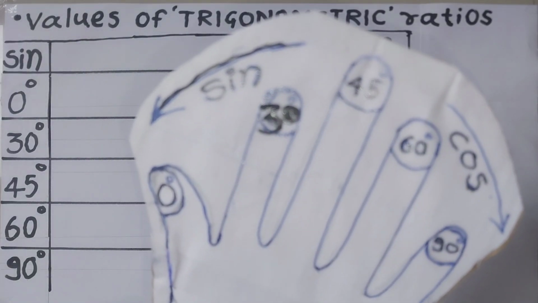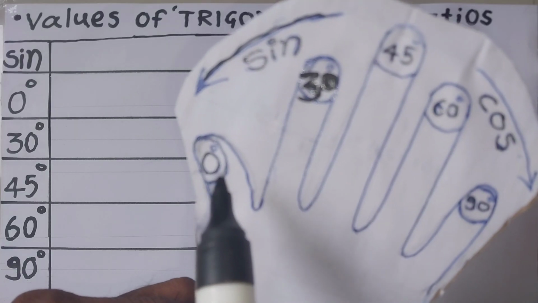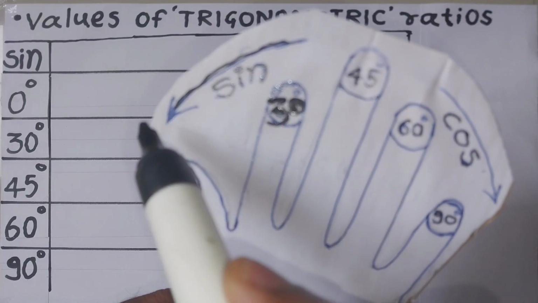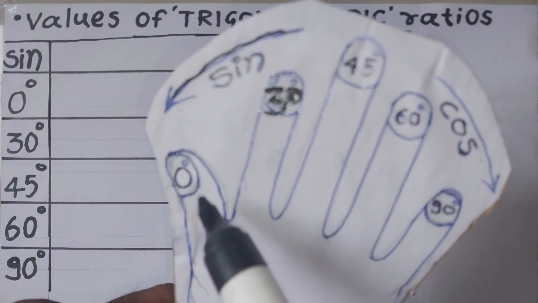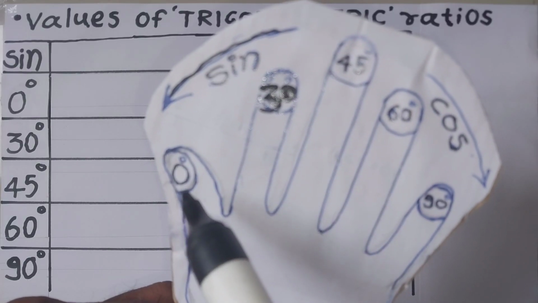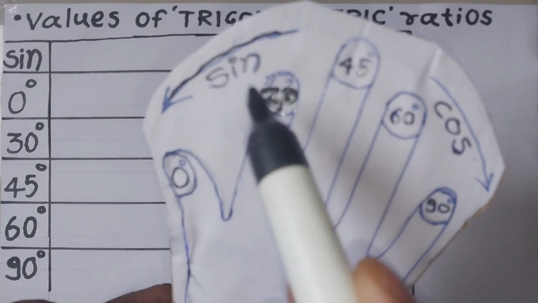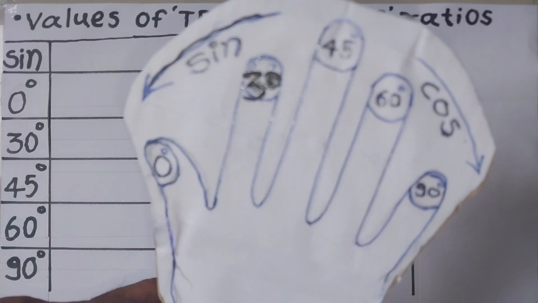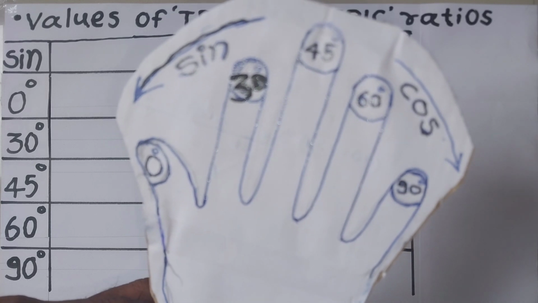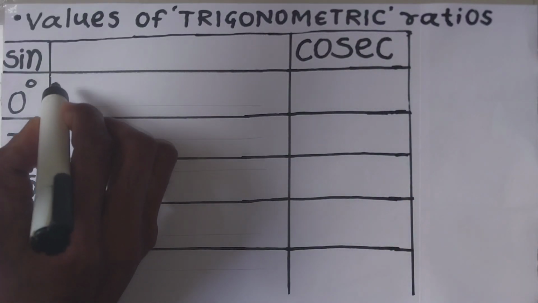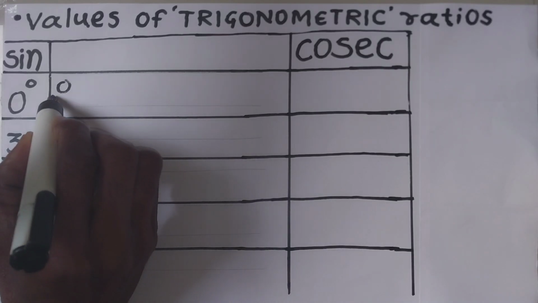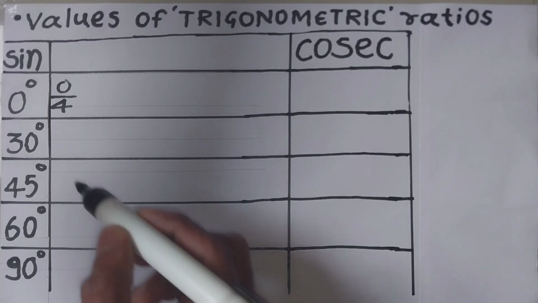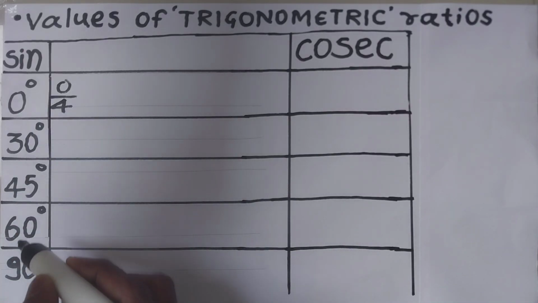First I will show you sine 0 degree. Here on the thumb I have written 0 degree, and we go anti-clockwise. For this 0 degree, on the left side of the thumb there is no finger, so 0 fingers. So we write 0 upon 4. Always write denominator 4, because here there are 1, 2, 3, 4, 5 fingers.